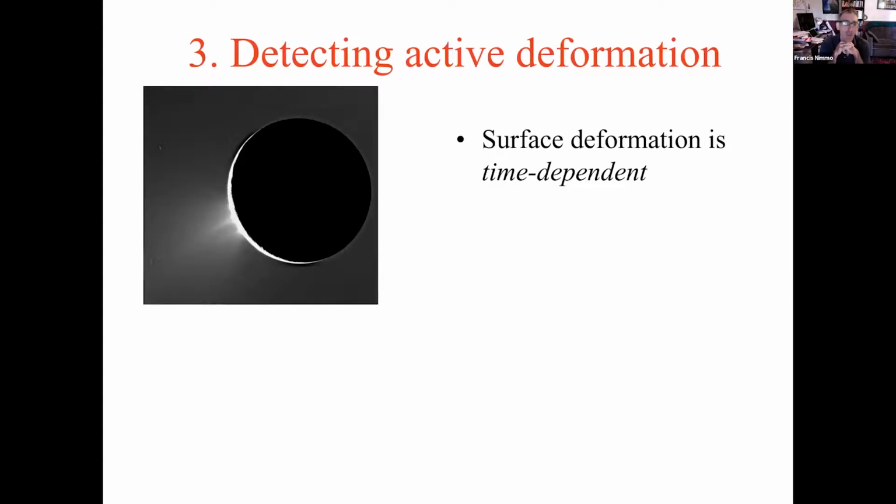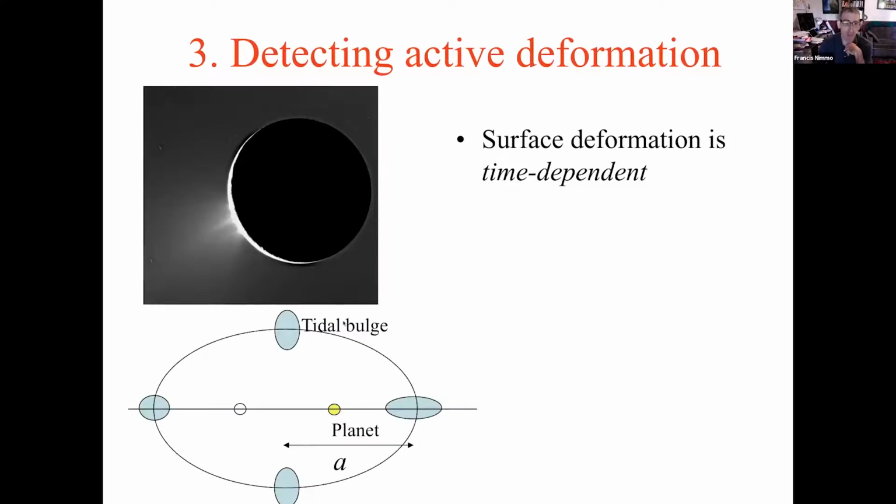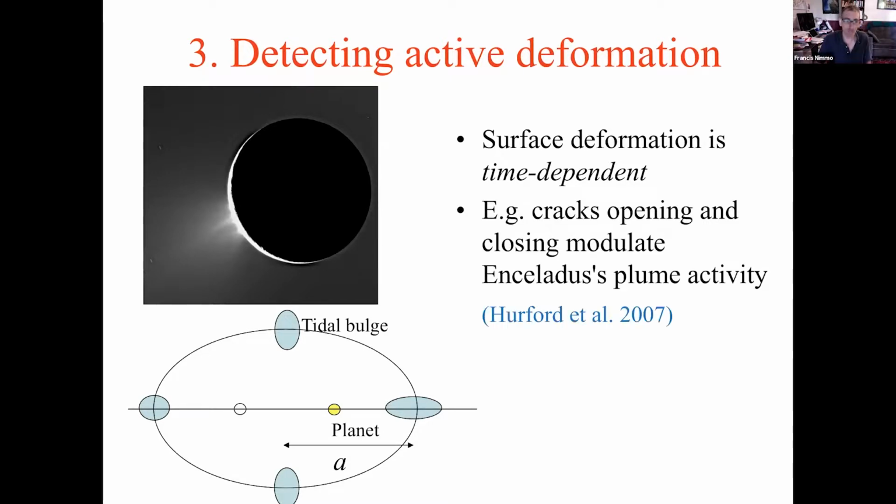So I want to switch now to talking about detecting active deformation. If you remember this little plot that I showed you before, the size of the tidal bulge changes over the course of an orbit. And so the surface deformation that you see will be time dependent. If there are fractures on the surface, they'll open and close over the course of an orbit. The famous example of this is the plumes on Enceladus. Those plumes get brighter and less bright over the course of an individual orbit. And that's presumably because the tidal stresses are opening and closing cracks.